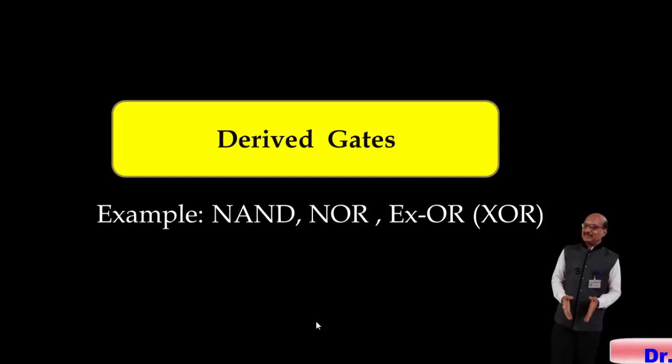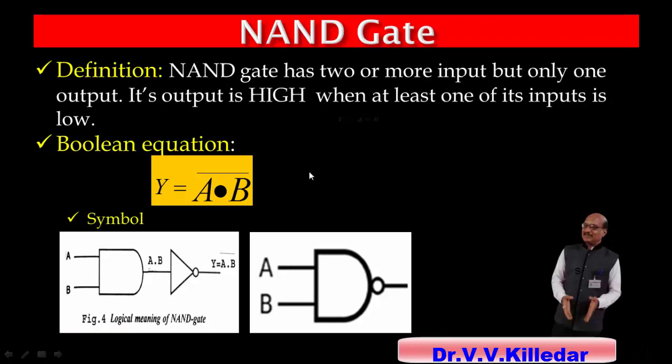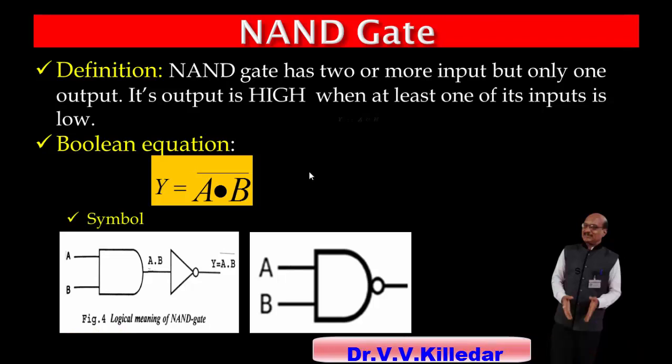Let us see the derived gates. The examples are NAND, NOR and exclusive OR or XOR gates. Now the first one, that is NAND gate. So this is opposite to AND.